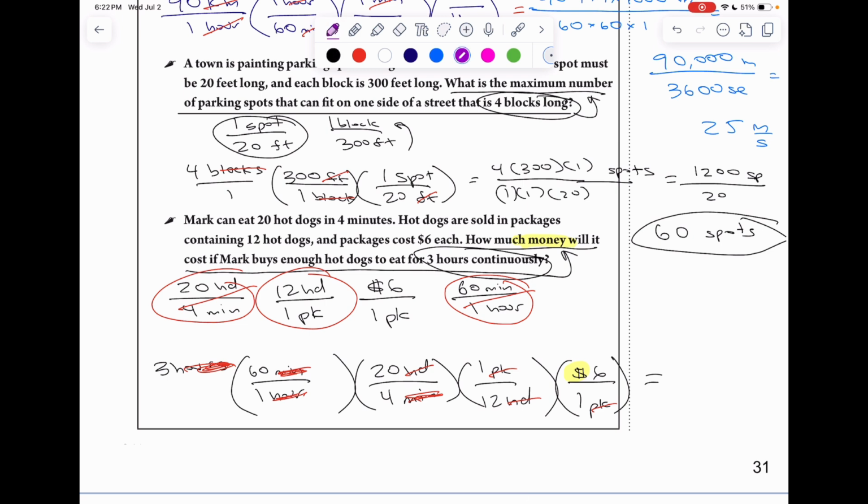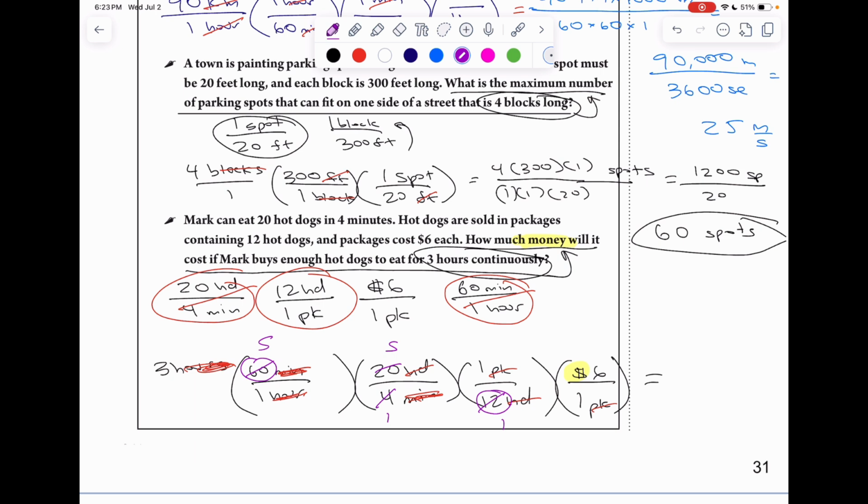For fun here, let's just do a little cross-canceling. 12 goes into 60. Let's see how many times. 12 goes into 60. Does anybody know? 5 times. So that'll turn into a 1. That'll turn into a 5. I can cancel out my 4 and 20. That could be a 1, and that could be a 5. 4 goes into 4 one time. 4 goes into 20 five times. And now I have all ones in my denominator, which makes my life a little easier.